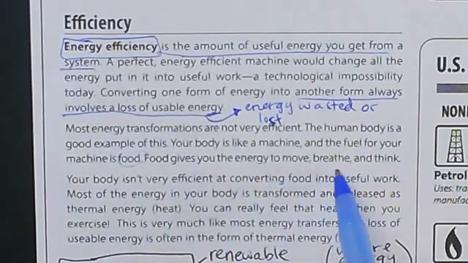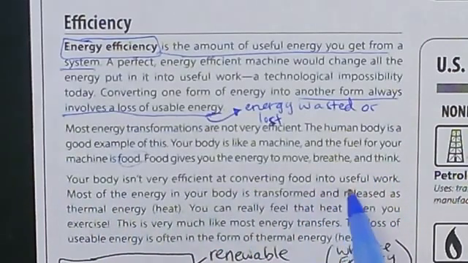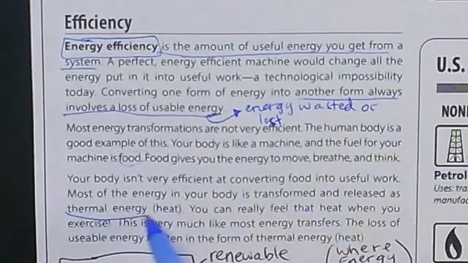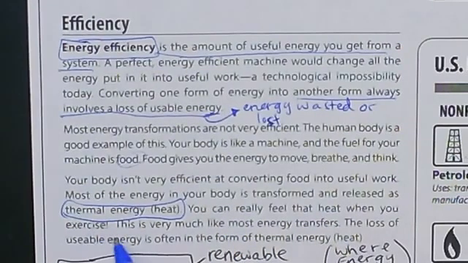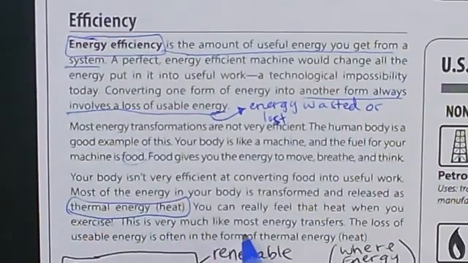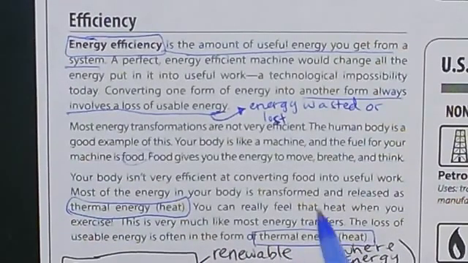Your body is like a machine, and the fuel for your machine is food. Food gives you the energy to move, breathe, and think. Your body isn't very efficient at converting food into useful work. Most of the energy in your body is transformed and released as thermal energy. That's heat. You can really feel the heat when you exercise. This is very much like most energy transfers. The loss of usable energy is often in the form of thermal energy or heat.